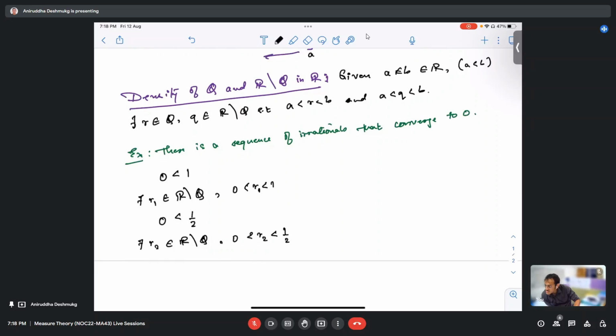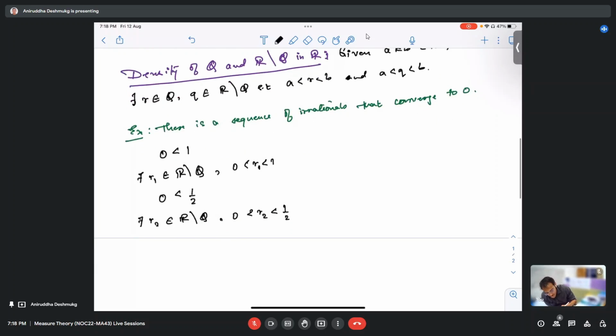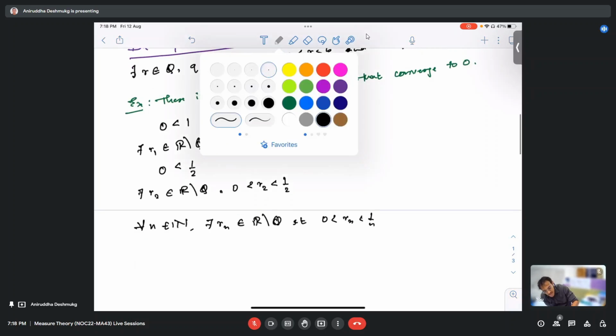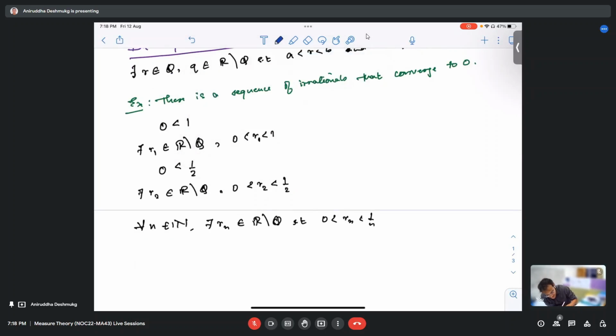Do you agree with this? Yes, sir. Okay. So if I continue doing this, basically what I am saying is for every n, we can find an irrational number Rn which lies between 0 and 1 by n. From here, can you say that Rn converges to 0, the limit as n tends to infinity? Correct.